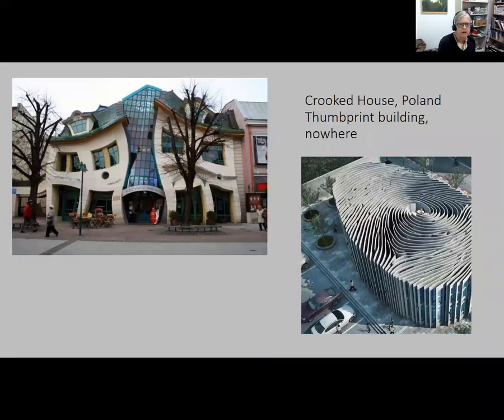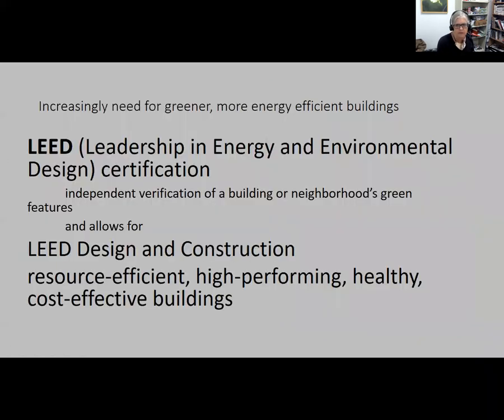This is the Crooked House in Poland that's made out of reinforced concrete. And this thumbprint building is really nowhere. It's an advertisement for a firm that does protection for fraud and stuff. And so it's not made out of reinforced concrete. I just put it in there because I like it.